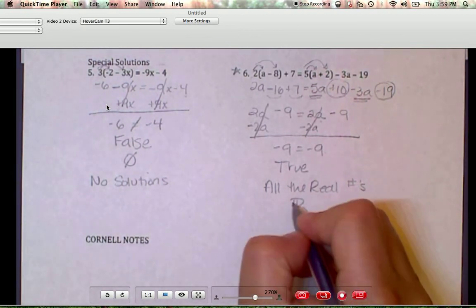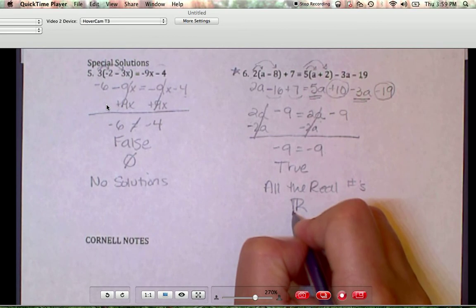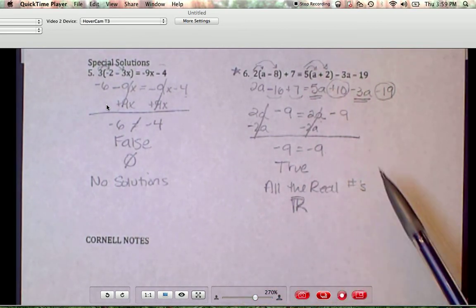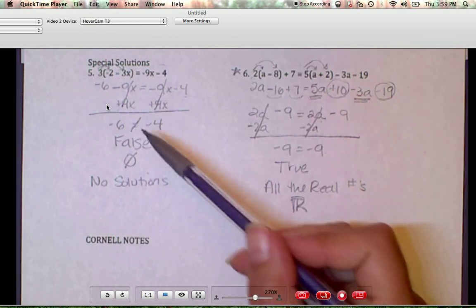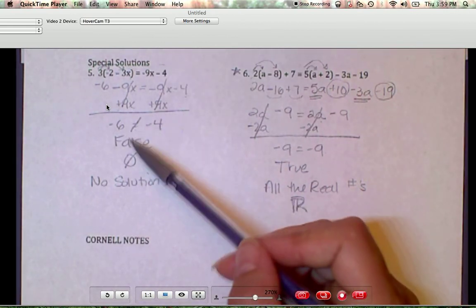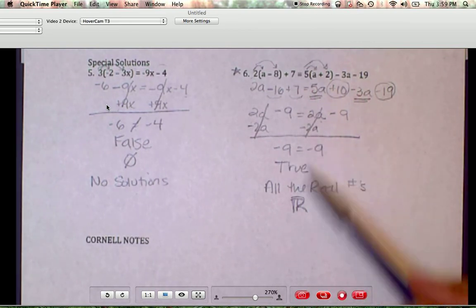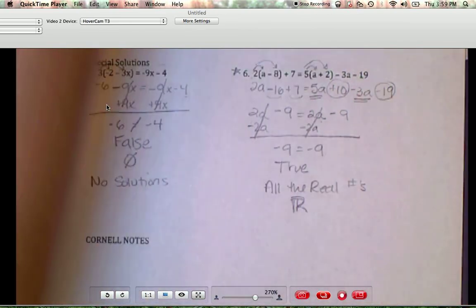It's kind of like the paragraph symbol in English, 2 lines, and then you make your R. So here are your two special solutions. If all the variables drop out, and it comes out to be false, it's no solution. If all the variables drop out, and it comes out to be true, then it's all the reals. Let's go ahead and put that on our Cornell note sheet.